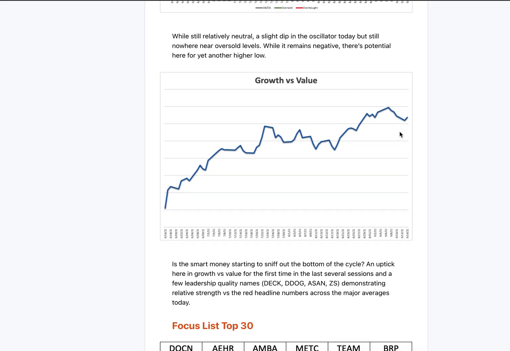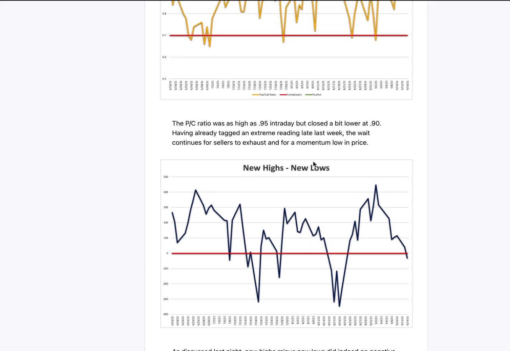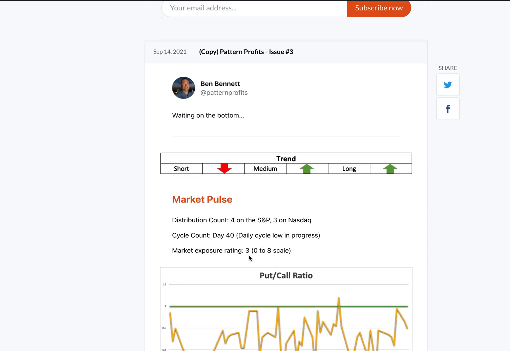Same thing here. Growth versus value, when this line is up and rising and trending, like you see here, wind is in the sails. Same thing here. When it's declining, it acts as kind of a headwind. The direction of this, again, helps me determine that number up top right here.